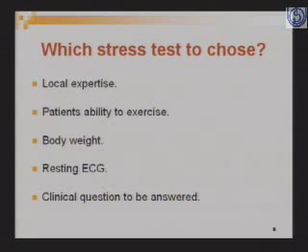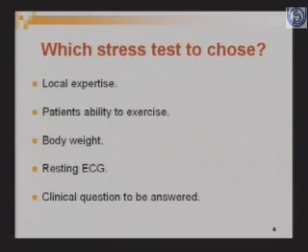If the person has a certain disease, like peripheral vascular disease, he is obviously not able to exercise, or if you have some orthopedic problem, obviously he will not be able to exercise. Then we have to go for the pharmacological stress test rather than the exercise stress test. And then obviously the ones who are obese. If the person is obese or has a body weight of more than 100 kg, then he cannot exercise.